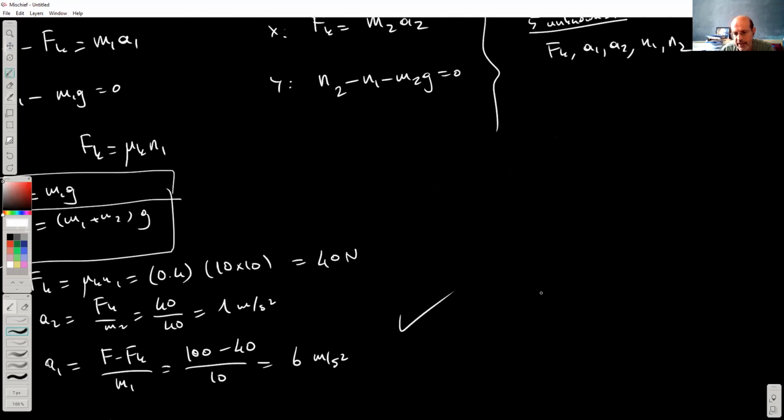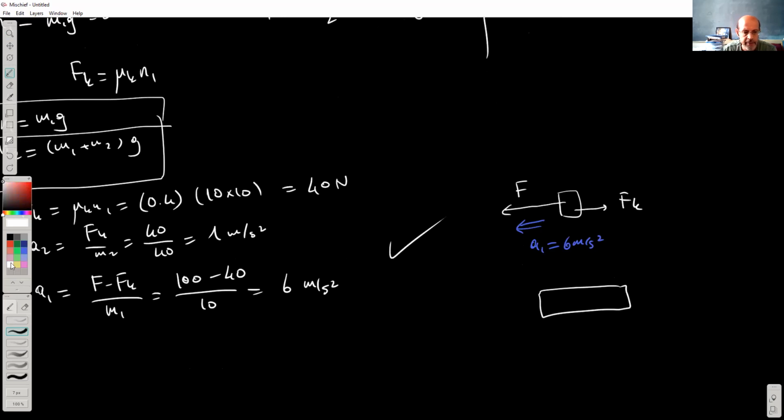There's some kind of a conceptual thing in here. For the upper block, I'm pulling the block in the rightward direction, and there's a kinetic friction force acting on it because it is accelerating towards the right. So it turns out that a1 is equal to 6 meters per second squared. For the lower block, there is a kinetic friction force pushing it in the leftward direction. And as a result of that, it's accelerating in the leftward direction with an acceleration of 1 meter per second squared. So it is moving towards the left. How is it possible that the kinetic friction is in the same direction as the velocity? These are conceptual questions.